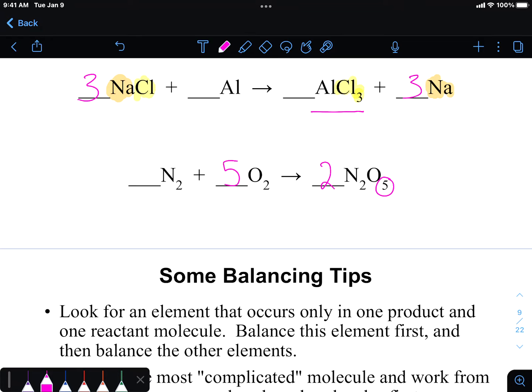So the oxygen is now taken care of. Now we just have to fix the nitrogen. How do you fix the nitrogen? Just put a 2, yeah. So we have 4 nitrogens on both sides.